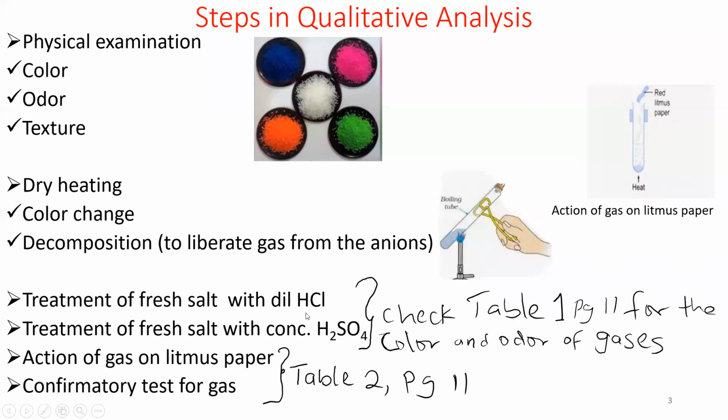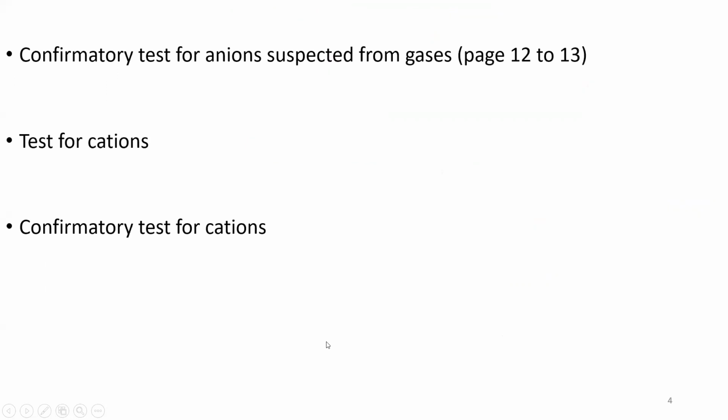Now, once the gas has been liberated and we are able to identify the gas and the anion, we can then go ahead to do a confirmatory test for the gas. And we can get this on page 11, table 2. Once we have done the confirmatory test for the gas, we also do the confirmatory test for the anion, which can be obtained on page 12 to page 13. We also do tests for the cation, and we also do the confirmatory test for the cation.